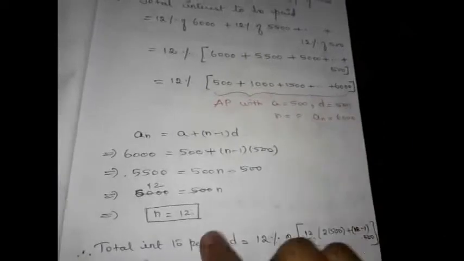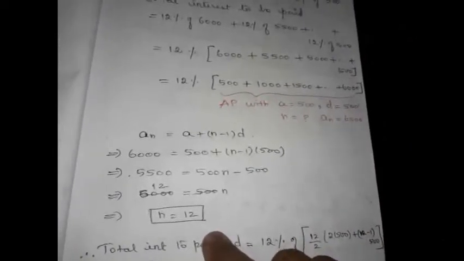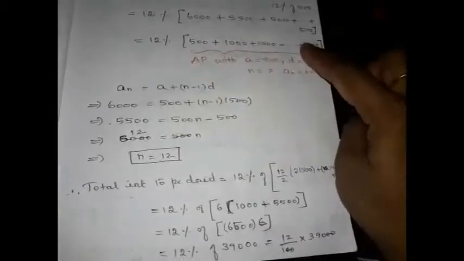Number of terms we don't know, but the last term is 6,000. So with that we can find what is our n. When we know our last term, we can very well find what is our n, right? Once we got our n, we can find Sn because this is an AP. So the formula is n by 2 into 2a plus n minus 1 times the d.